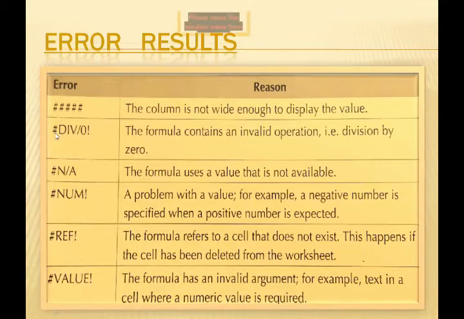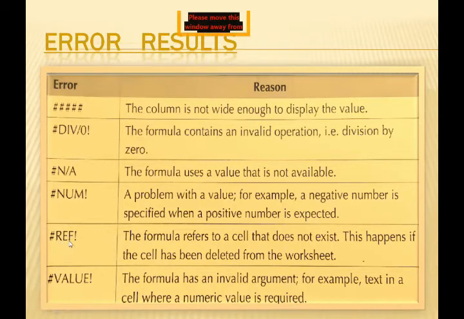Number 2, hash, division by 0. This error result is displayed when the formula contains an invalid operation, division by 0. Number 3, hashtag N/A, where N/A means not available. The formula uses a value that is not available. Hashtag NUM and then an exclamation mark: a problem with a value, for example, a negative number is specified when a positive number is expected.